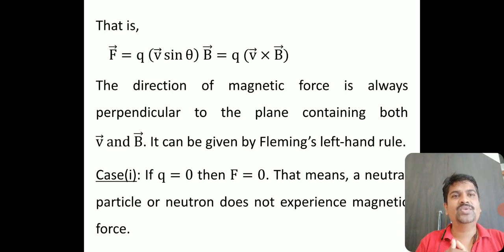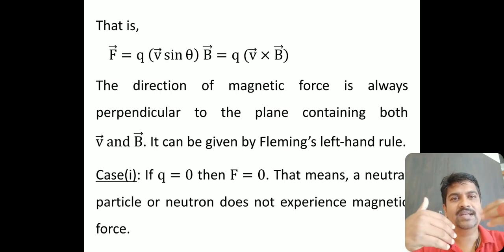Okay, so the direction of force will always be perpendicular to the plane containing both V and B. Direction of force will always be perpendicular to the plane containing the velocity vector and the magnetic field. I will clearly explain what will be the direction of magnetic force using Fleming's left hand rule. I'll explain that later.